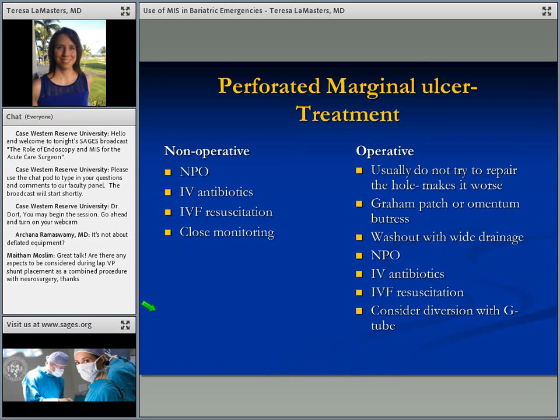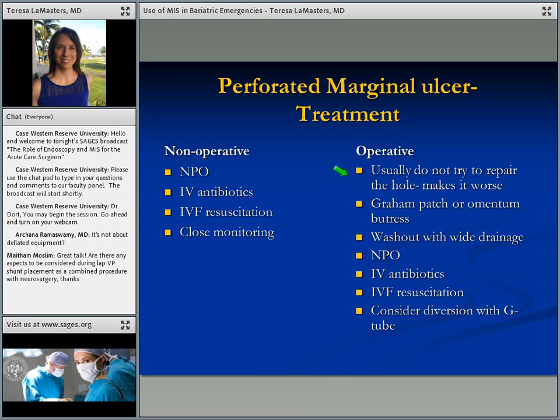So there's both non-operative and operative management of a marginal ulcer. Primarily, you're going to use non-operative management in an emergent setting. The only operative time you would do is a perforated ulcer where the patient is very sick. And then you really apply a lot of the peptic ulcer disease principles.